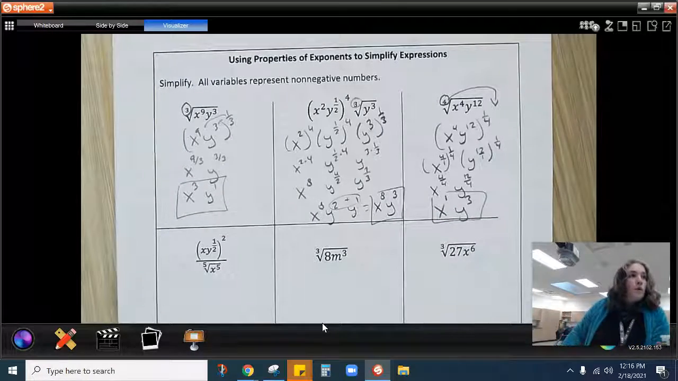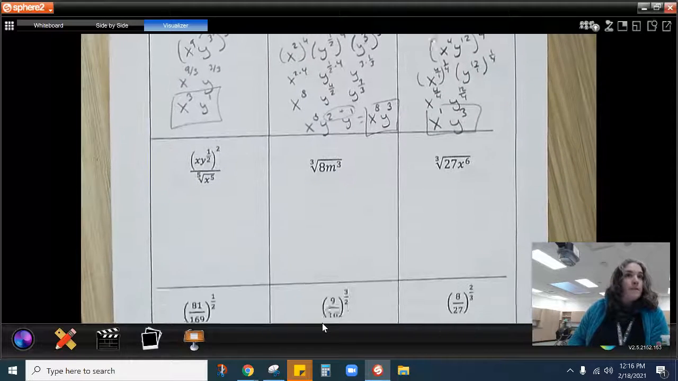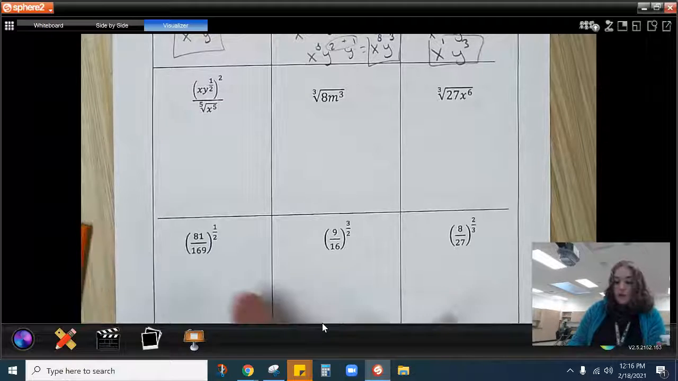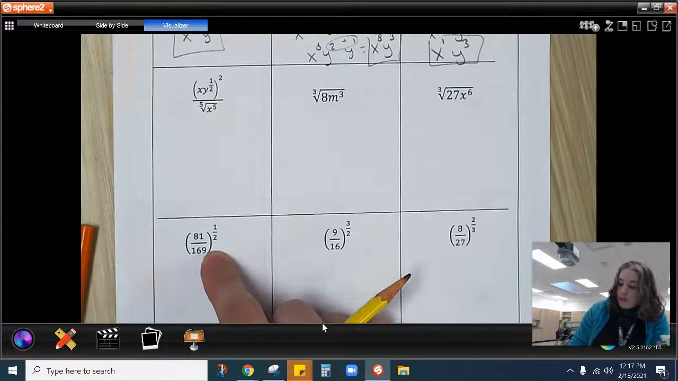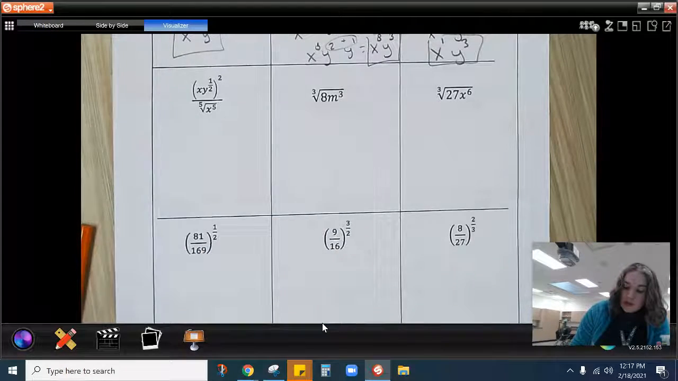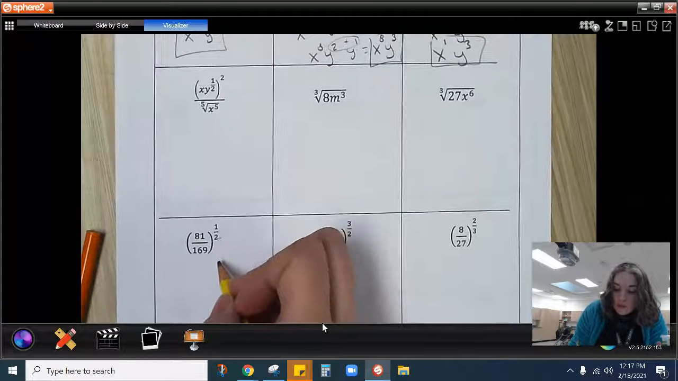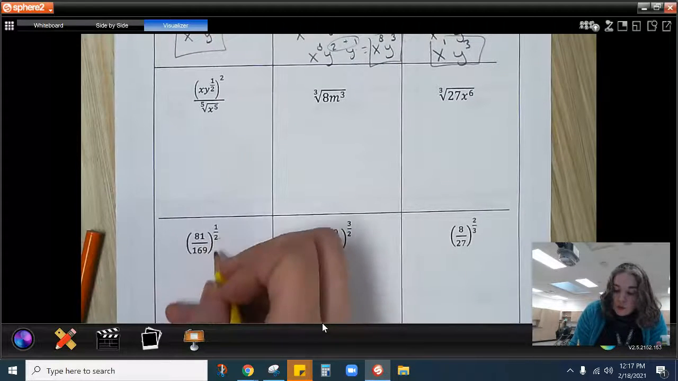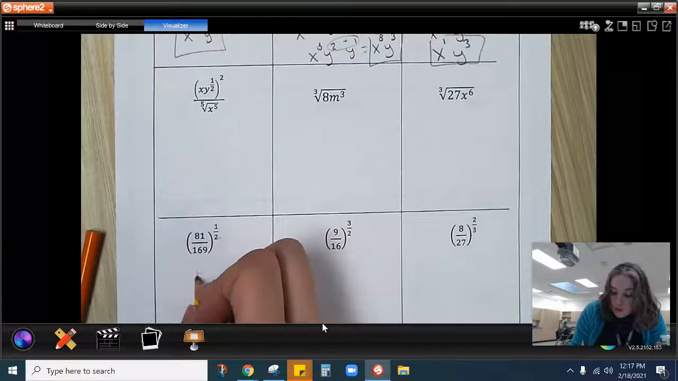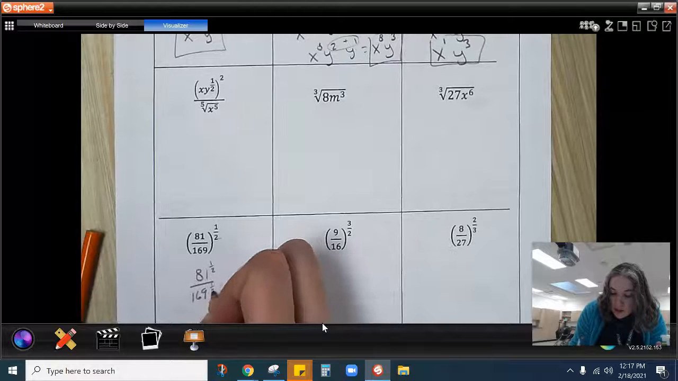All right, I want to do one more with you, and then I want you to practice some of these on your own. I'm going to do this one down here with you, okay? So I've got 81 over 169, all raised to the 1/2 power. Now we know that that is a root. I'm going to choose to distribute my power of a quotient. So 81 to the 1/2 over 169 to the 1/2.